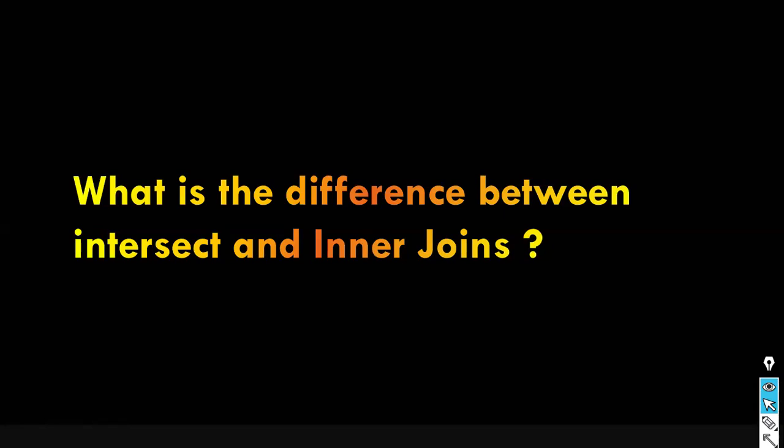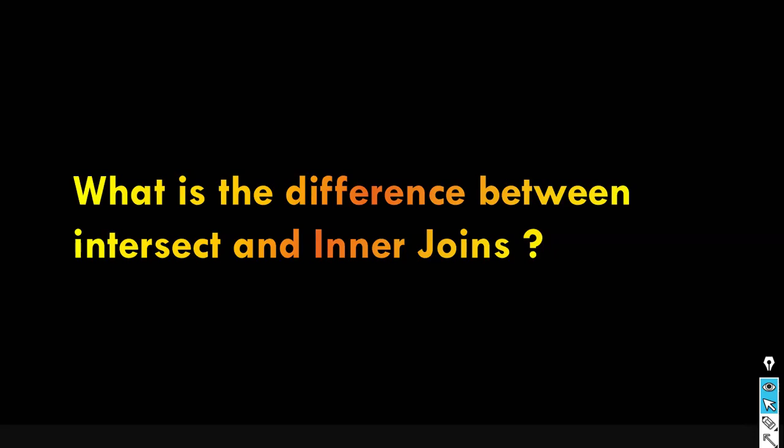Intersect will display only the common values between the two data sets. Now the $1,000,000 question is, what is the difference between intersect and inner joins? This is a little bit tricky, and people will get confused here. Intersect returns the distinct rows that are common between two data sets.